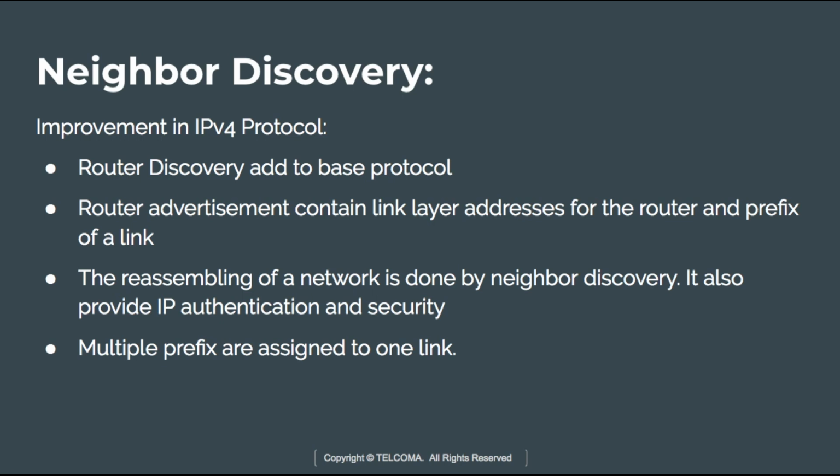Now, what are the improvements that have been made over IPv4 protocols to make it able to do neighbor discovery? First of all, router discovery was added to the base protocol, and then router advertisement contains link layer addresses for the router and the prefix of a link. Then the resampling of a network is done by neighbor discovery. It also provides IP authentication and security in the network. Then multiple prefixes can be assigned to one particular link in the neighbor discovery process.